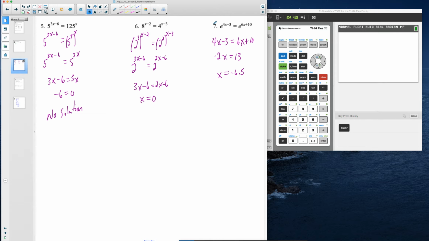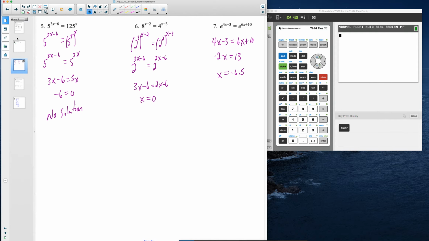Now, nothing changes if we have base e. We treat it just like any other base. We just want it to match. I have base e on the left, base e on the right, so that means the exponents have to match. So 4x minus 3 equals 6x plus 10, which means negative 2x has to equal 13, and then when I divide both sides by negative 2, I get negative 6.5. So that's really the first type of problem that we have.